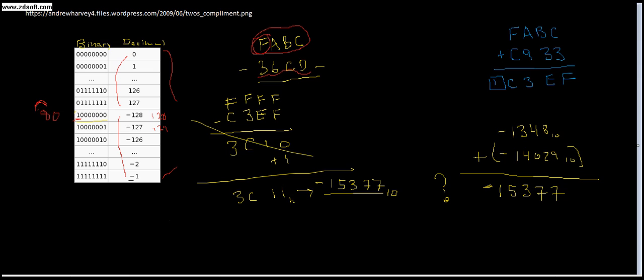So we've proved that this relationship is true. Therefore, the original answer was correct. So in other words, when you subtract FABC minus 36CD, you really do get C3EF. That's correct. Alright, so that just means that this negative number minus this positive number should give you this fairly negative number. So hopefully you're starting to get a feel for that. We'll work some more examples in a future video.